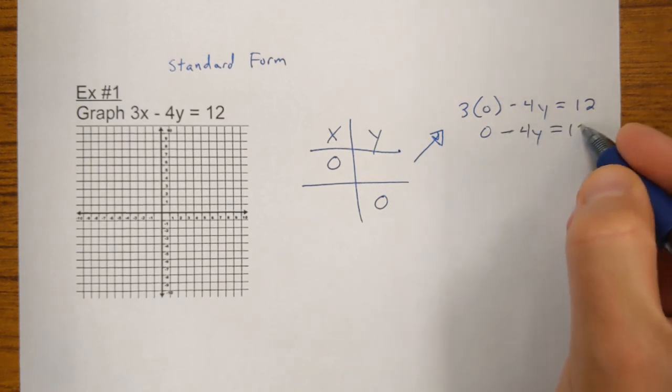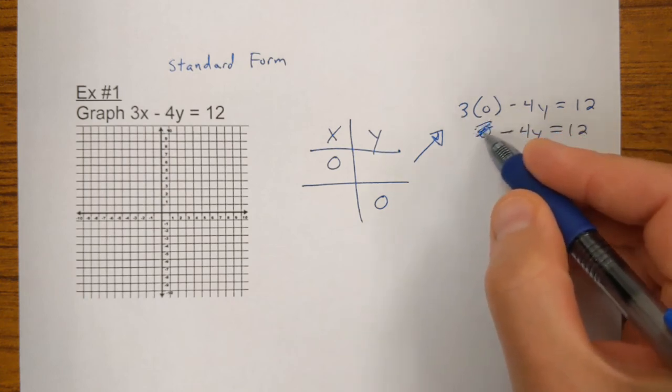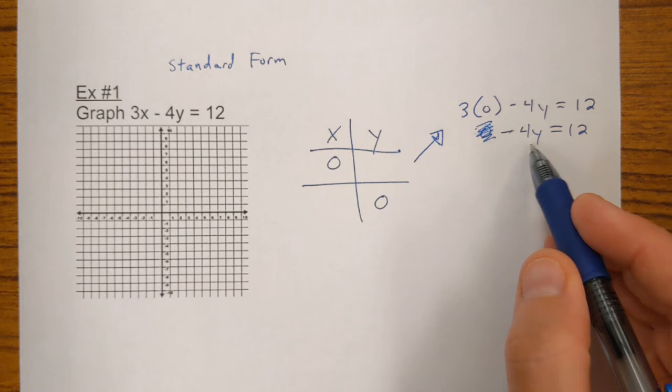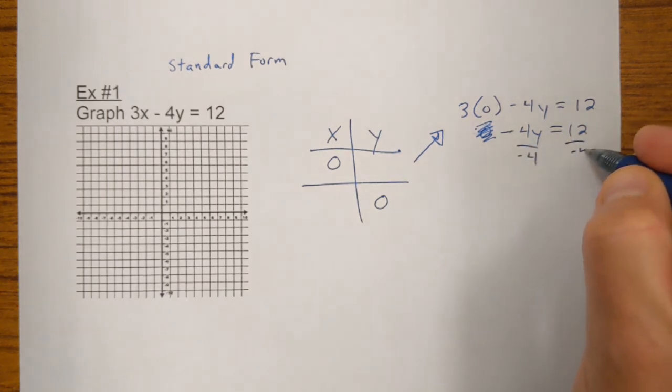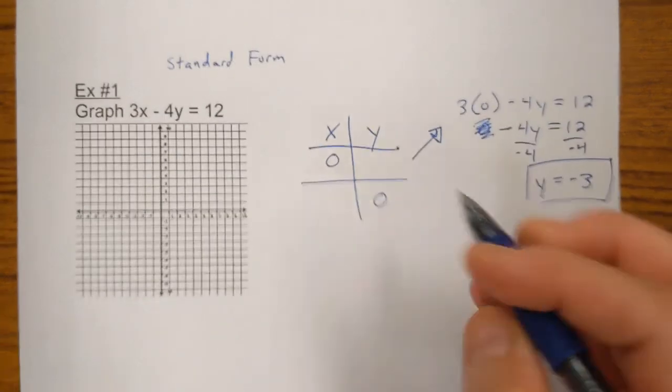And so in essence, we can actually say that it causes this x term to just cancel out. I'm going to cross that 0 off like it's not even there. And then look how easy it is to solve for y. I can divide both sides by -4, y equals -3.